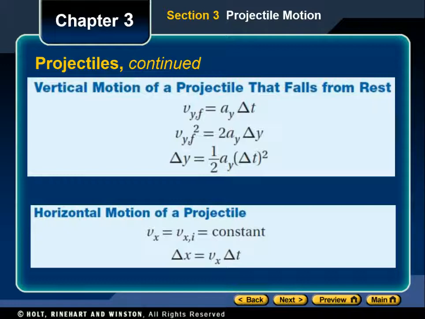To find the velocity of a projectile at any point during its flight, find the vector that has the known components. Specifically, use the Pythagorean theorem to find the magnitude of the velocity, and use the tangent function to find the direction of the velocity.